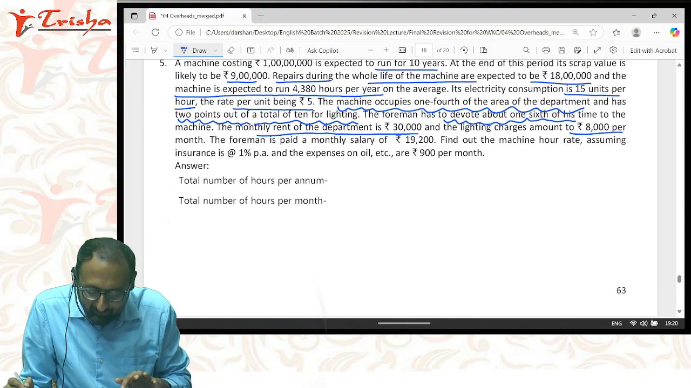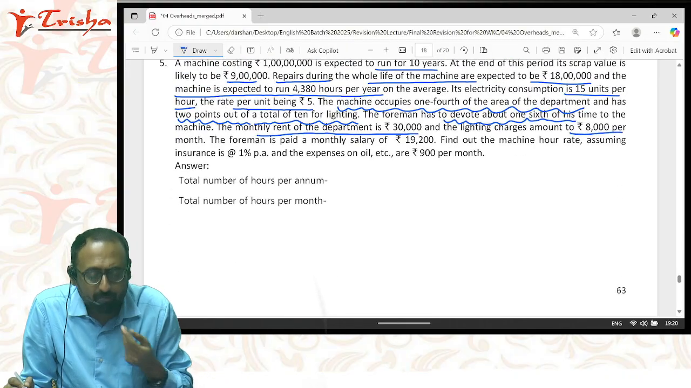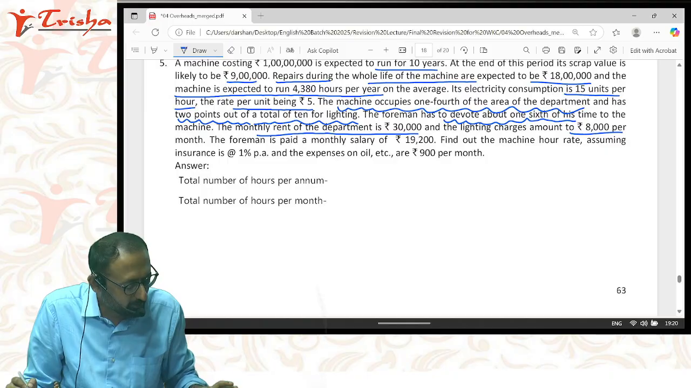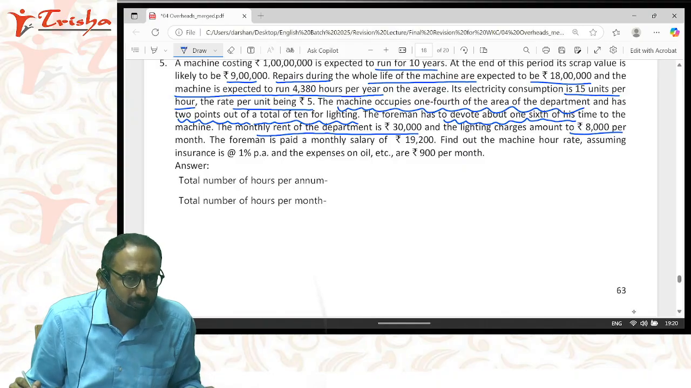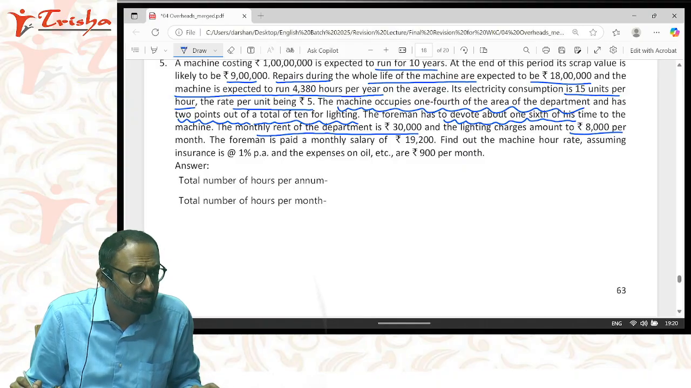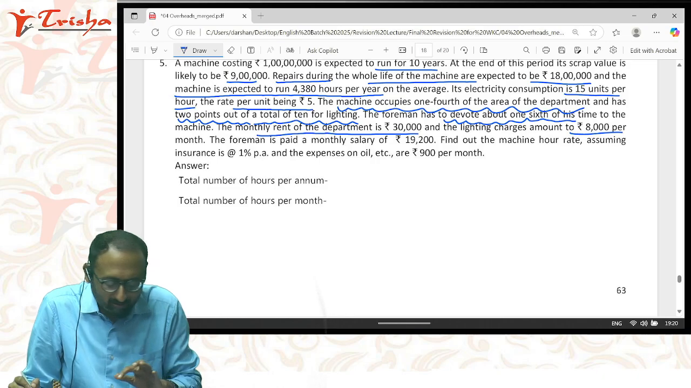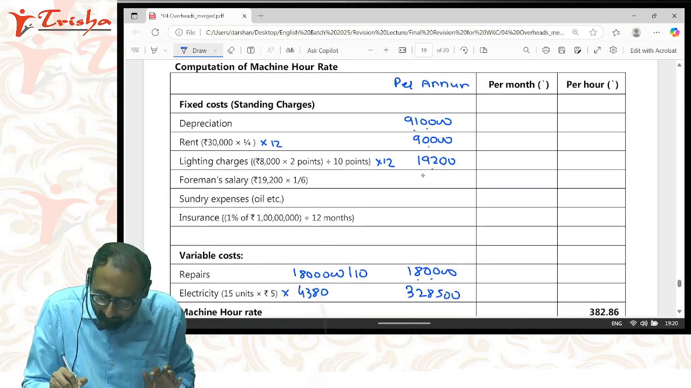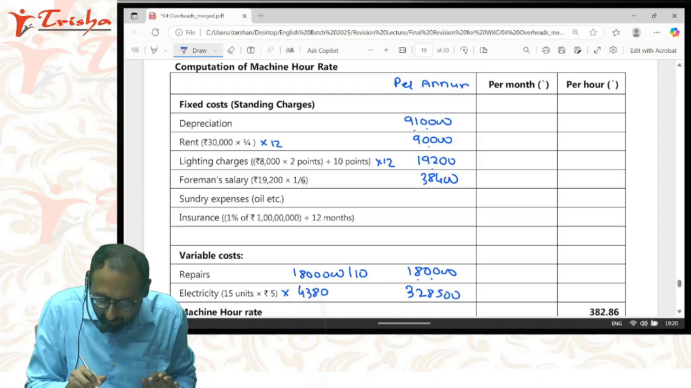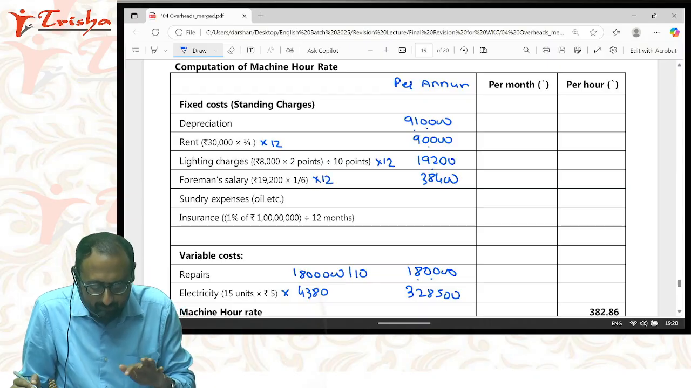Next one. After that, they have given information. Foreman's salary 19,200. Prabhu, 19,200 multiplied by 12. Sir, foreman is devoting how much time to this machine? Is it 1/6? So divided by 6, 38,400. 38,400 is your annual expenses.